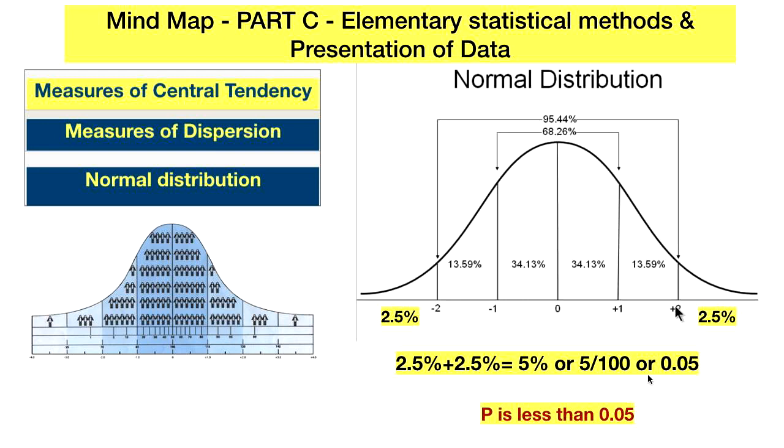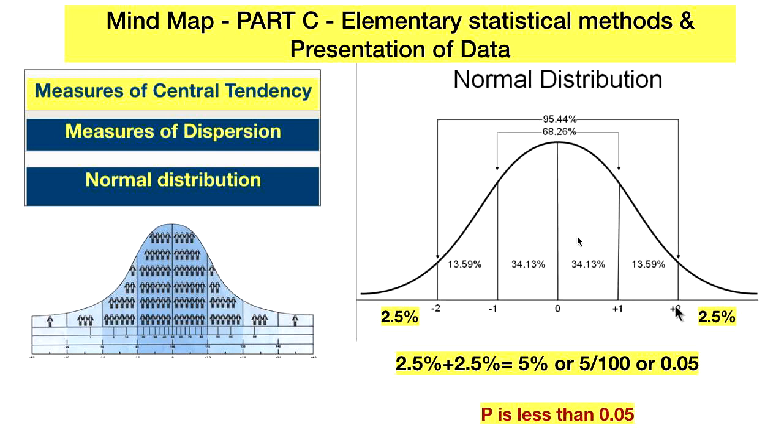Why do we say something is significant? Because that is not inside this normal area. This is beyond this normal area. When something goes beyond this normal area, we take that as a significant thing. Either it can be a mean or it can be a proportion.